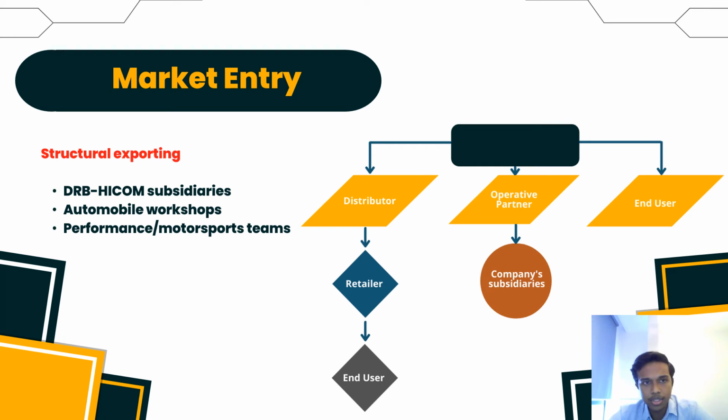So for the market entry, for the structural exporting, we plan to sell this prototype to the DRB HICOM subsidiaries, to automobile workshops, which is any workshop that does overhaul jobs. And the third one is performance or motorsports teams. And on the right-hand side is our distribution layout, which will be through our distributor, retailer, and to the end user, which are the automobile workshops and our operative partner, and this prototype will be available for the company subsidiaries under our operative partner as well.